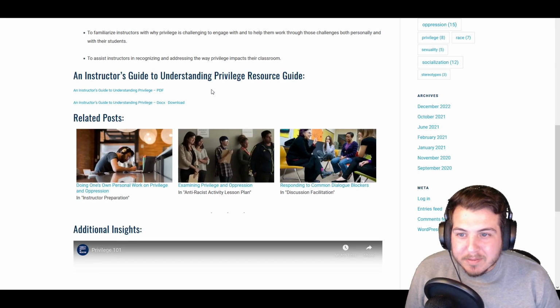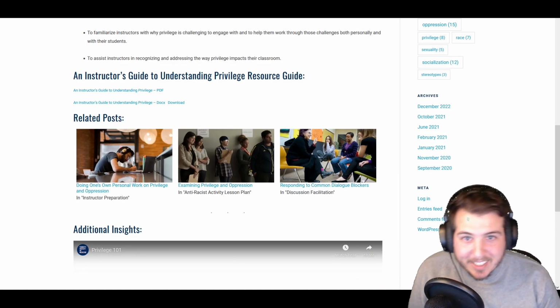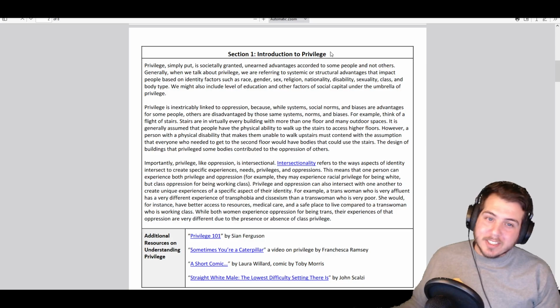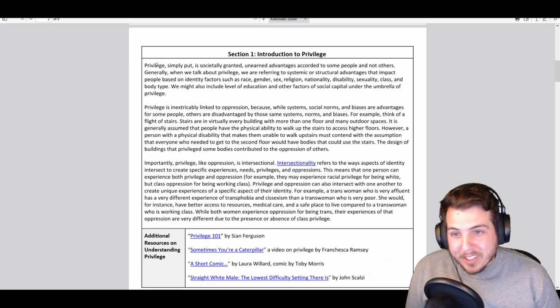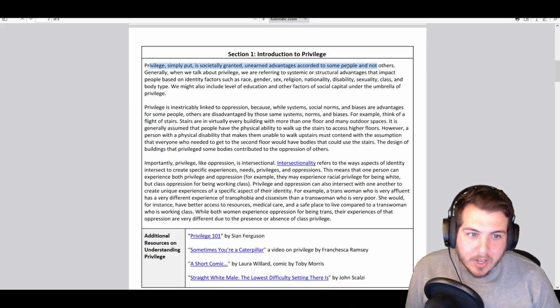But here you get to click the PDF for the instructor's guide to understanding it. So I went ahead and did that. And section one is the introduction to privilege. This is a good read. So it says privilege, simply put, is societally granted unearned advantages accorded to some people and not others.